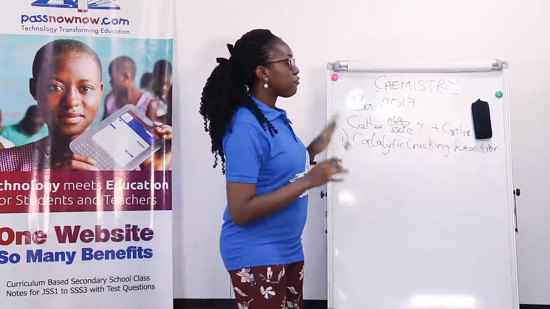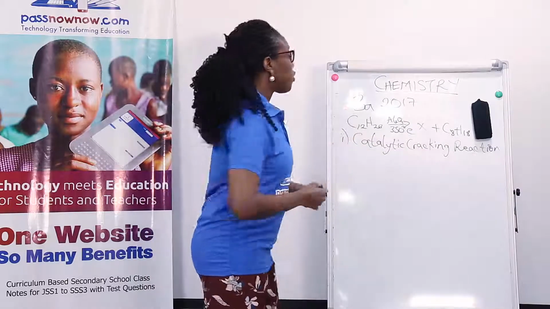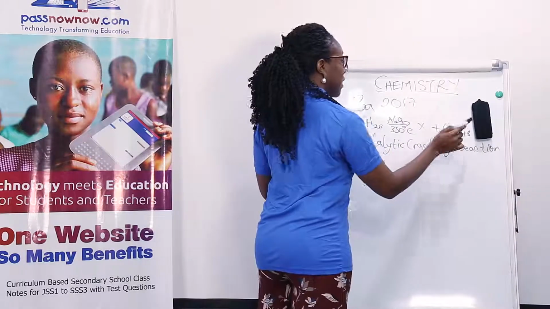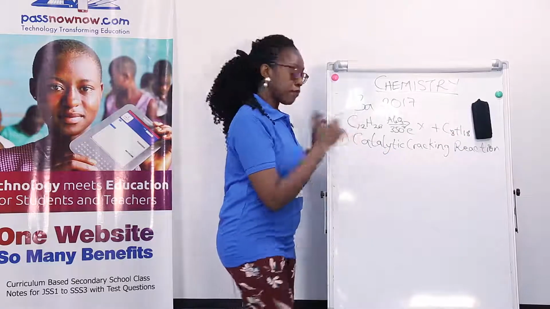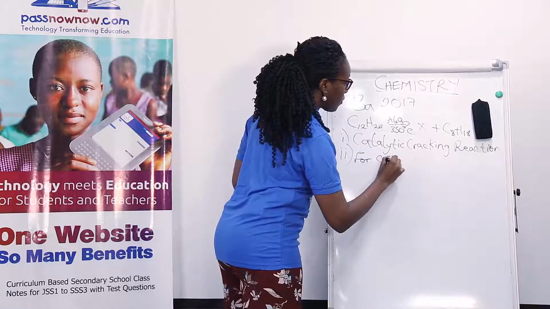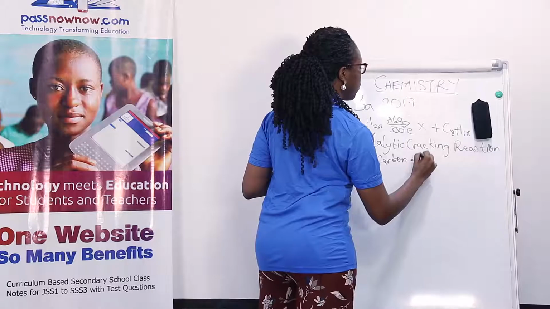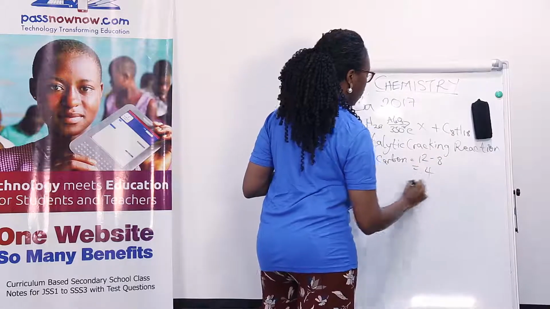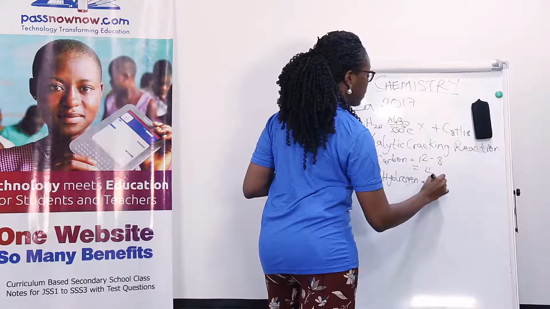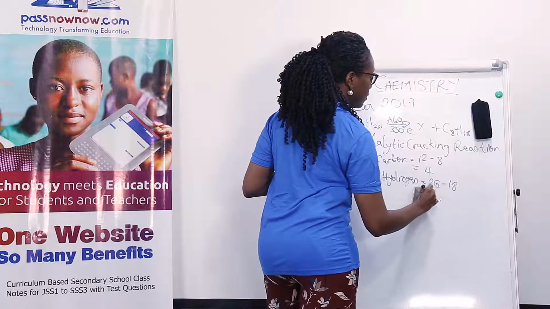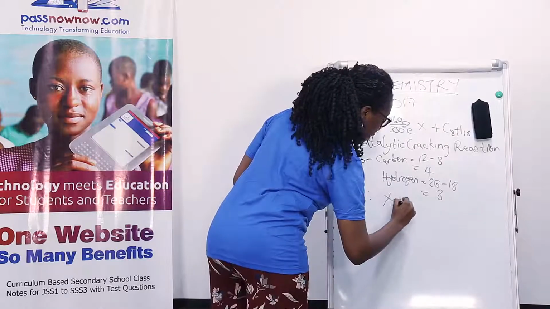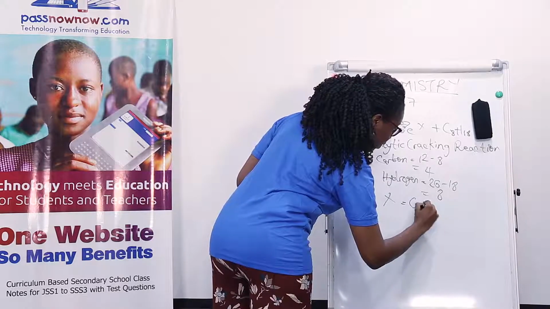Question II. What is the molecular formula for X? How do we find the molecular formula for X? It's simple. We're going to subtract the number of carbon atoms here from that of this, and the number of hydrogen atoms here from the number of hydrogen atoms here. For carbon, we have 12 minus 8. This will give us 4. And for hydrogen, we have 26 minus 18 to give us 8. Therefore, the molecular formula of X is C4H8.